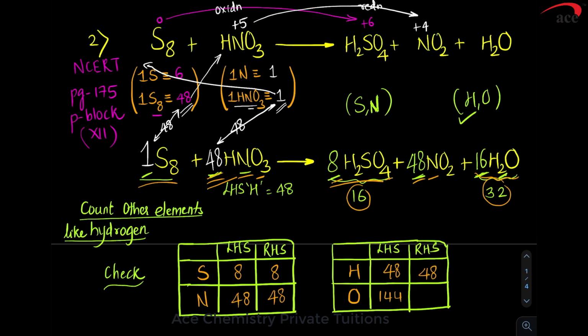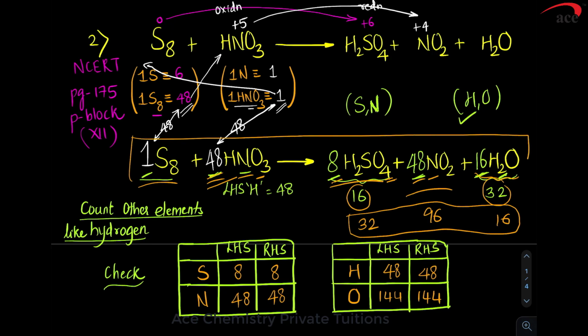How many oxygen here? 8 multiplied by 4, that is 32 oxygen. How many oxygen here? 96. How many oxygen here? 16. Calculate 32, 96 and 16. If you calculate, it will come out to be 144. That means the reaction is balanced. And the balanced reaction is 1 S8 reacts with 48 nitric acid to give you 8 sulfuric acid and 48 NO2 plus 16 H2O. That is what we understand by balancing this reaction.